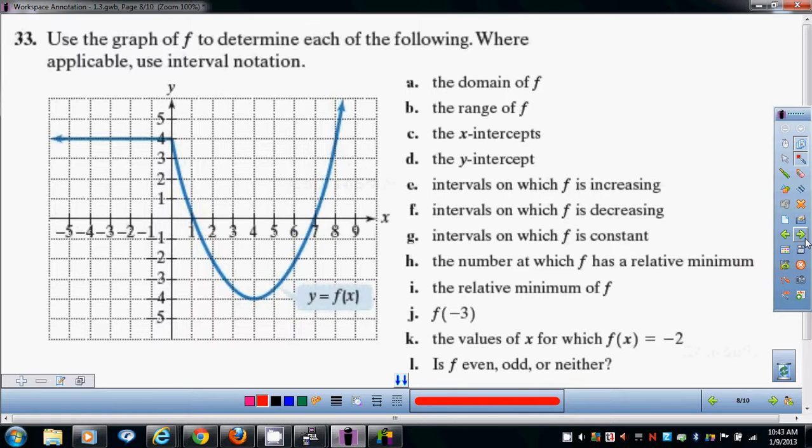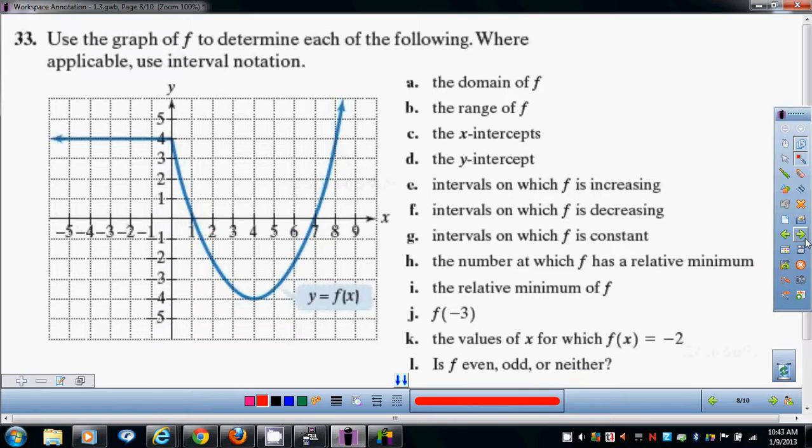Where is there a minimum in this picture? Holly, where is it? You just knew I was going to call on you, didn't you? Very nice. 4, -4. What is f of -3? If somebody new doesn't volunteer, I'm just going to pick somebody. Yes, ma'am. F of -3 is 4.